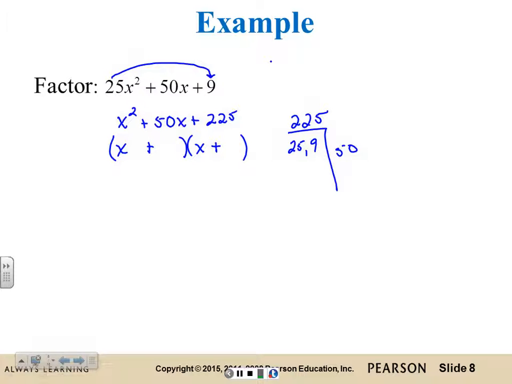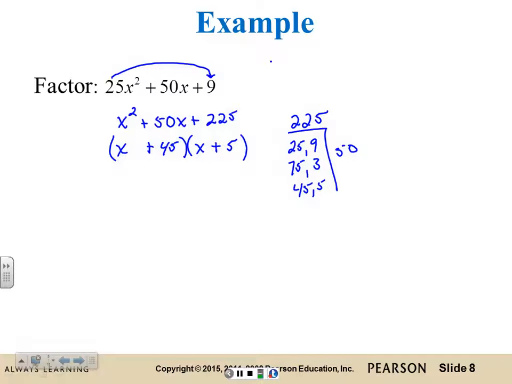Let's see, 225 divided by 3 is going to give us 75 and 3, so that's not going to get it to us. So let's go somewhere in between there. What about 225 divided by 5? That's going to give us 45 and 5. So 45 times 5 gives us 225, and that also gives us 50. So we're going to do 45 and 5.